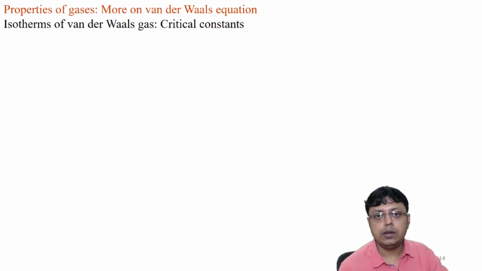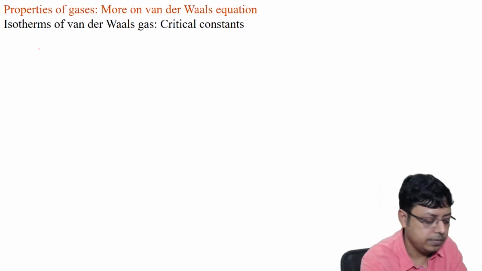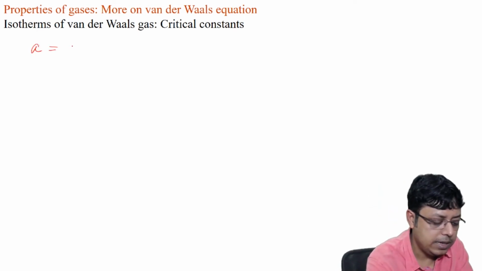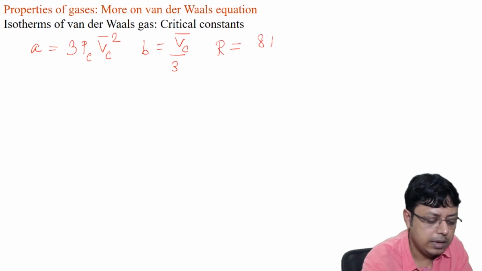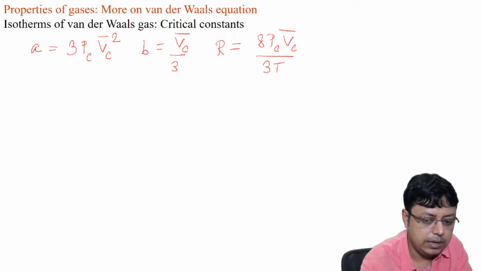Now we could alternatively do another thing. We could write a and b and also the molar gas constant R in terms of the critical constants. If we just rearrange the expressions for Vc, Pc and Tc, which we just obtained, we will get a is 3PcVc square, b is Vc by 3, and R is 8PcVc by 3Tc.